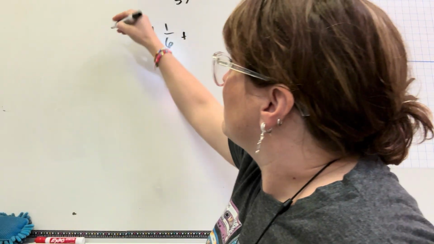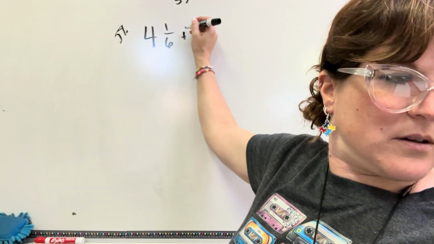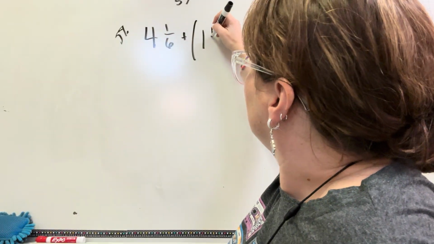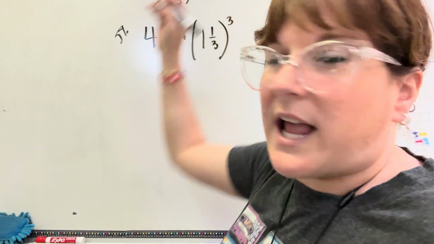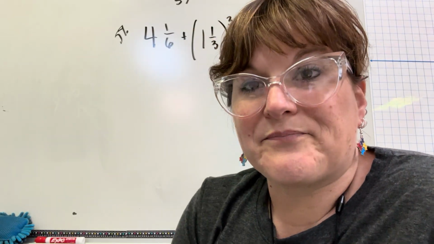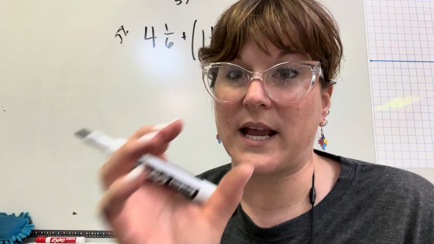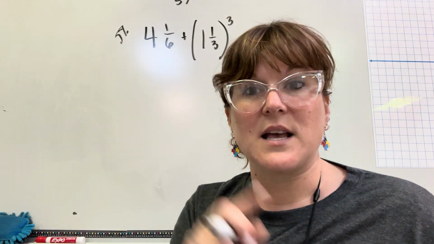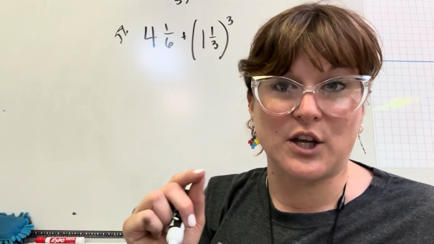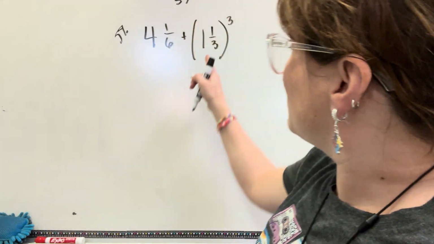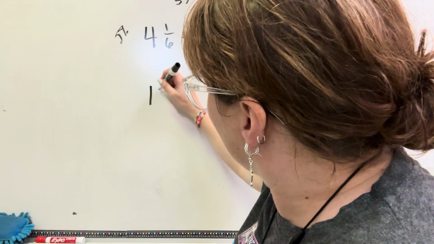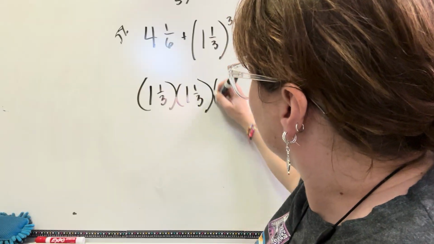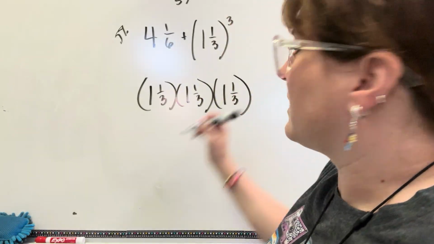This is number 57. Oh, you can't even see the number. 57, plus 1. When I have that 3 up there, that's cubed. And that 3 up there means I'm multiplying it 3 times. Not by 3, 3 times. So in PEMDAS, please, I have my parentheses, excuse, exponents. So this right here means 1 1/3 times 1 1/3 times 1 1/3.